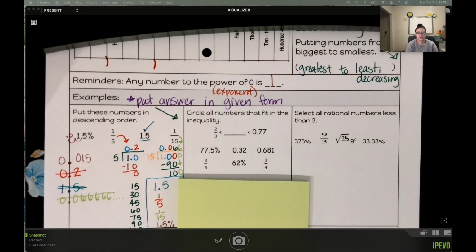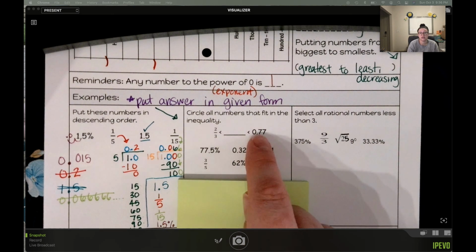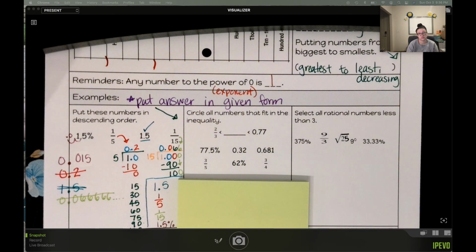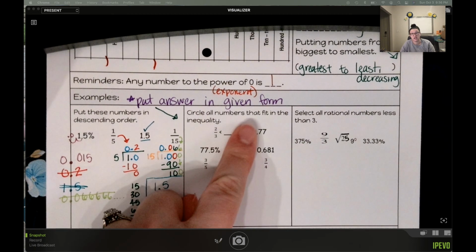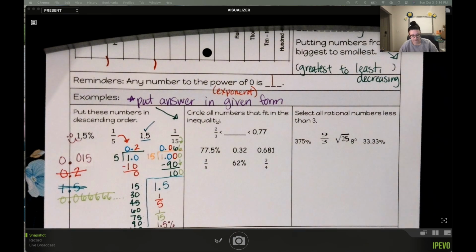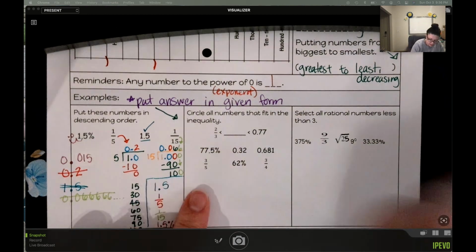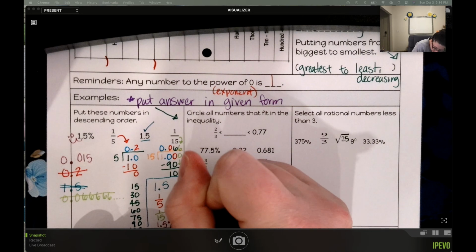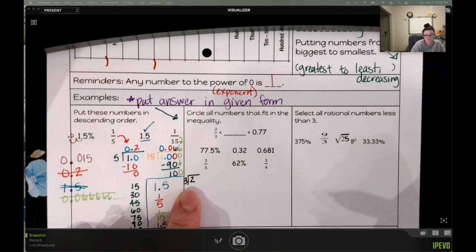2/3 is less than blank is less than 0.77. I need to find all numbers that are in between those two numbers. So first off, I need to convert everything to a decimal. Everything into a decimal. So first we have 2/3. Let's divide that and get that out of the way. Top dog gets the house. Does 3 go into 2? No.